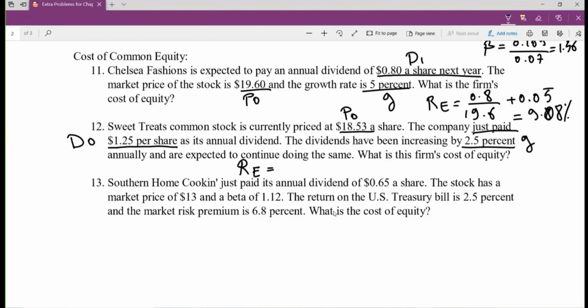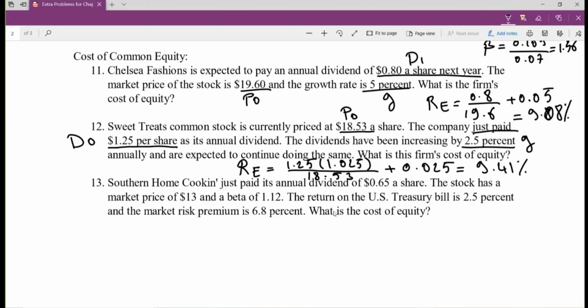However, this time I need to be careful because I have D0 instead of D1. So RE equals D0, 1.25, times 1 plus the growth rate, 1.025. This will give me D1, divided by the price, 18.53, plus the growth rate, plus 0.025, and the answer is 9.41%.